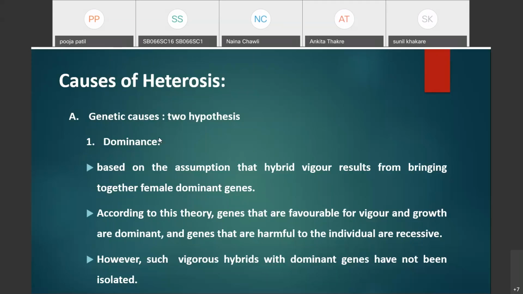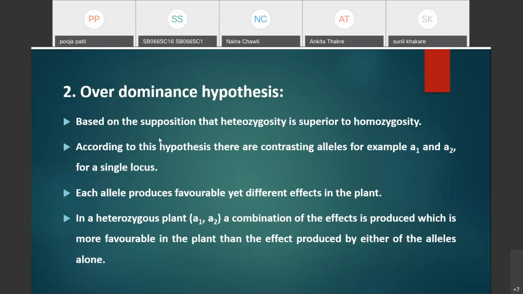However, such vigorous hybrids with the dominant genes have not been practically isolated yet. That is, this theory is called the dominance hypothesis. Then the next one, the over dominance hypothesis.